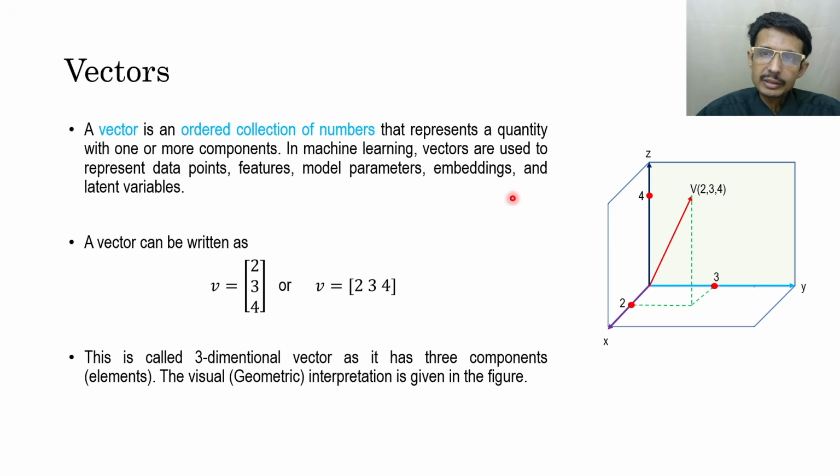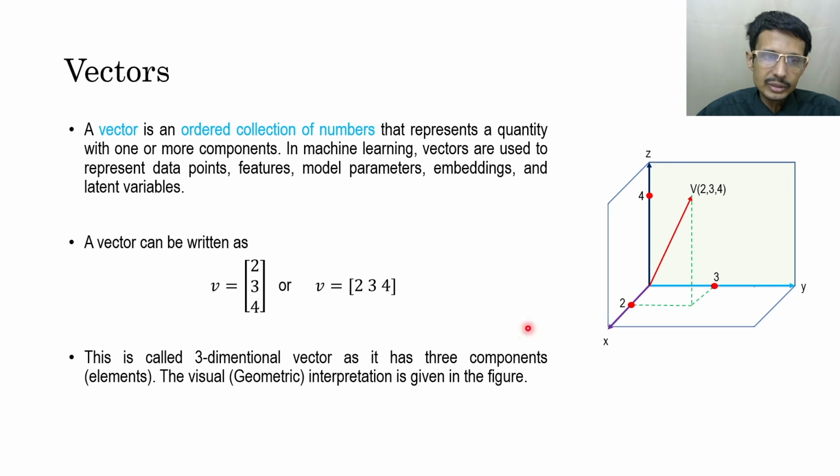That means in this figure, you can see that this is a vector. This is the x-axis, this is the y-axis, and this is the z-axis. In the x-axis, the value is 2, in the y-axis it is 3, and then the z-axis. So this vector, in this three-dimensional space, has this direction. This is a kind of geometrical visualization or interpretation of vectors.